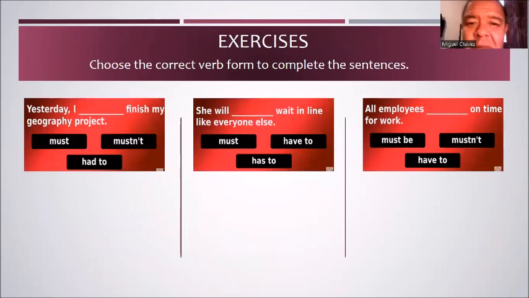Let's check if we understand more or less the difference in use of have to and must. Choose the correct verb form to complete the sentences. Please, a volunteer for the first one.